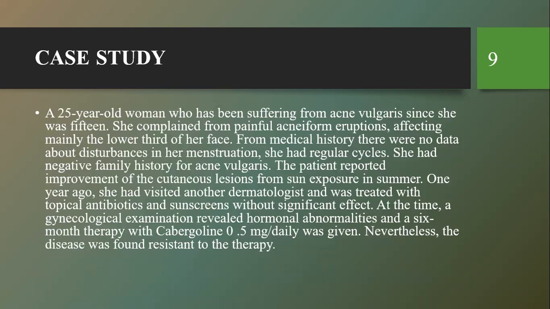Then we have a case study related to benzoyl peroxide in which a 25-year-old woman has been suffering from acne vulgaris since she was 15. She complained of painful acne form eruptions affecting mainly the lower third of her face. From medical history, there were no data about disturbances in her menstruation. She had regular cycles. She had negative family history for acne vulgaris. The patient reported improvement of the cutaneous lesions from sun exposure in summer.